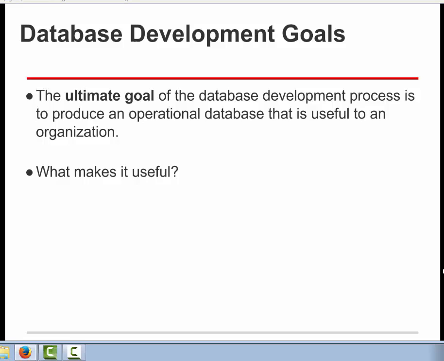The ultimate goal of database development is to produce an operational database, something that's useful to an organization and serves the data needs of an organization. Like any piece of technology, it has to be useful and provide some sort of economic benefit for an organization to adopt it. So what makes it useful?